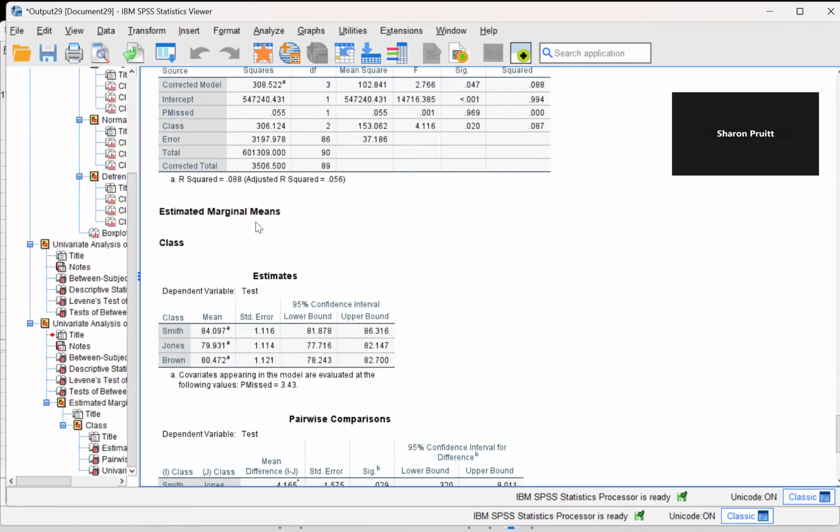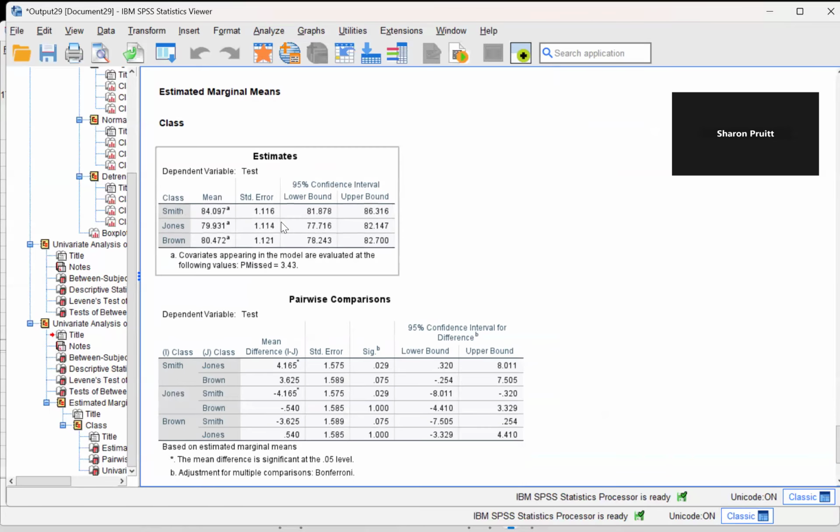Now we'll go to our estimated marginal means and note the adjusted mean scores for each of our classes. Smith has an 84.10 mean, followed by Brown with 80.47, and Jones is 79.93. So we see that Smith has the highest mean score, followed by Brown, and the last is Jones.